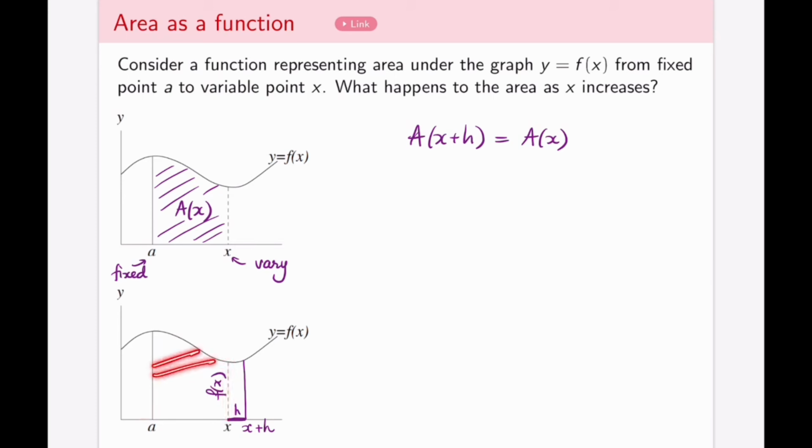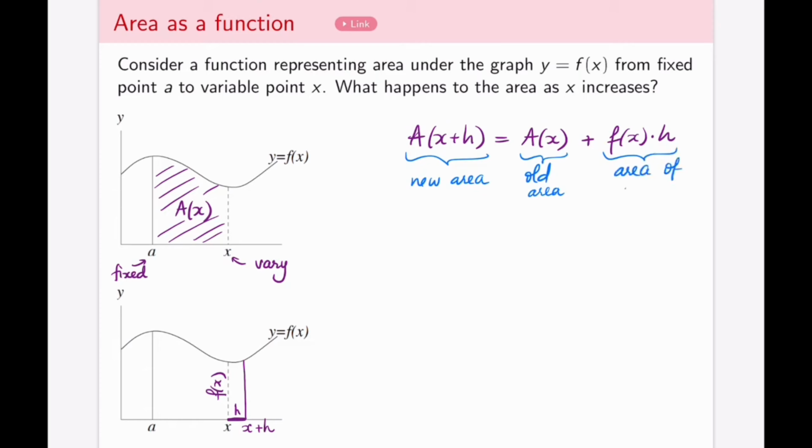So my new area is my old area plus a rectangle. Let me actually write this down. So this is new area, this is my old area, and then I need to add an area of my rectangle, which is f of x times h, which is just width times height. So area of a thin rectangular sliver.